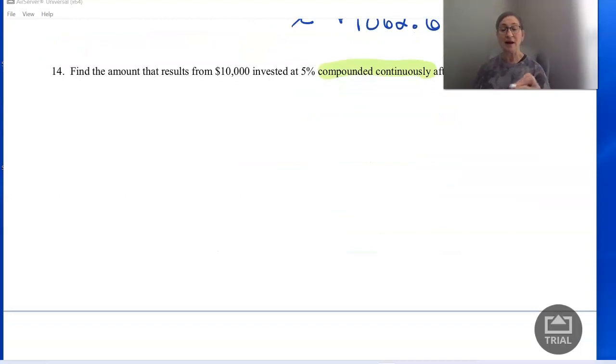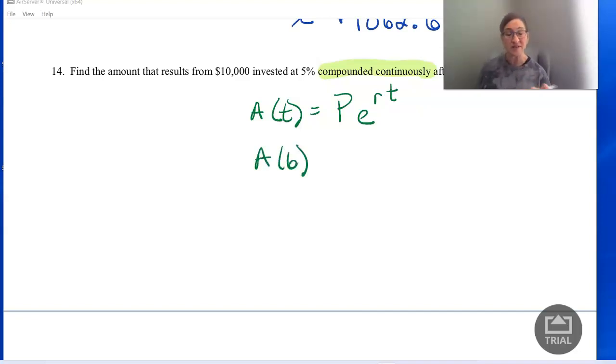Now, this next one is one where it's compounded continuously. So we use what's sometimes referred to as our PERT formula. This one is going to be A of t is equal to our principal times our irrational number e raised to the interest rate times time. For this example, I would set it up as A of 6, because we have 6 years, and then I've got $10,000 invested.